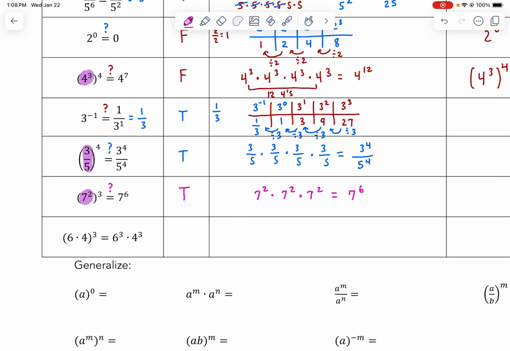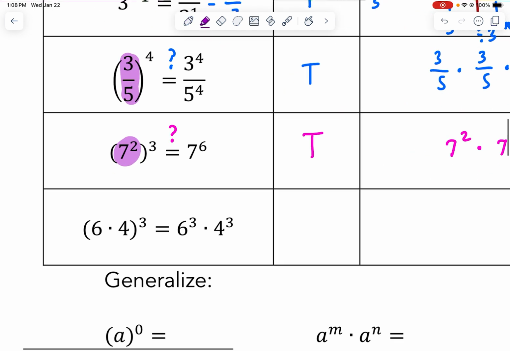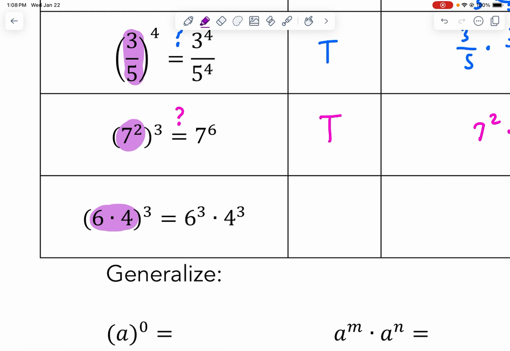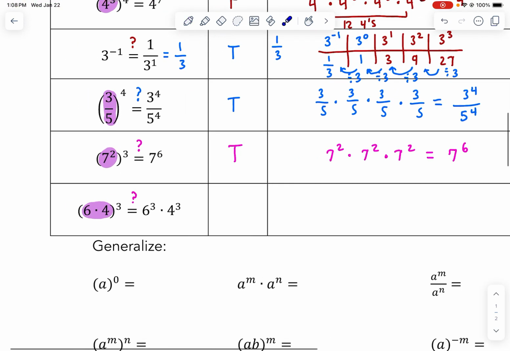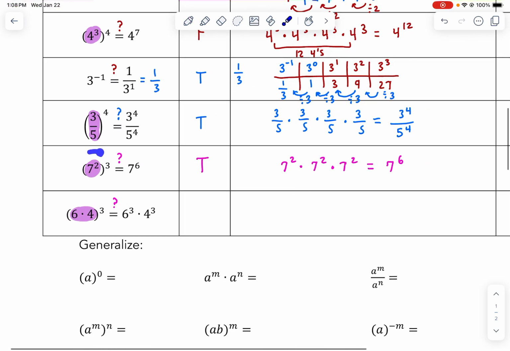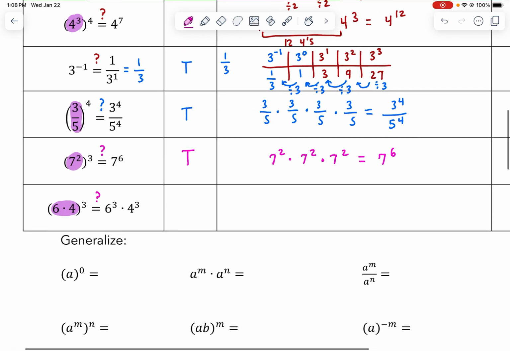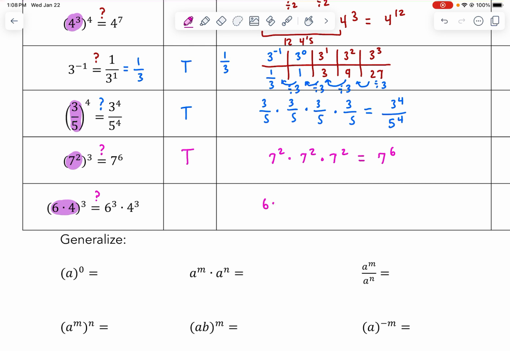All right, and we're almost there. Last one on this end. Here we have 6 times 4, all being raised to the 3rd power. They want to know if this is true or false. Once again, we can expand it real similar to the previous one we mentioned before. Here we have 3 iterations of 6 times 4.